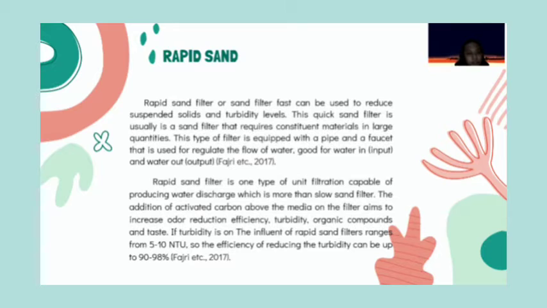The addition of activated carbon above the media on the filter aims to increase the efficiency of reducing turbidity, organic compounds, and taste. If turbidity in the influent of the rapid sand filter ranges from 5 to 10 NTU, the efficiency of reducing turbidity can be up to 90 to 98%.